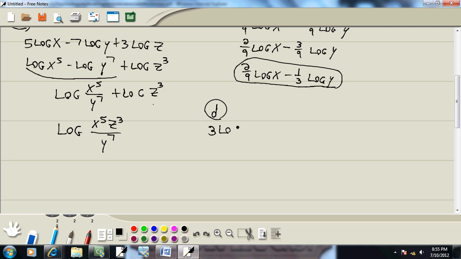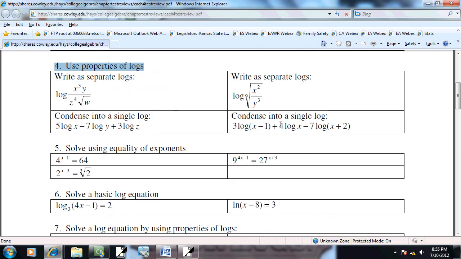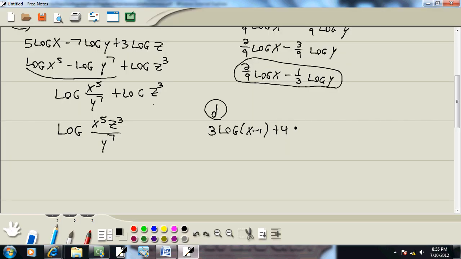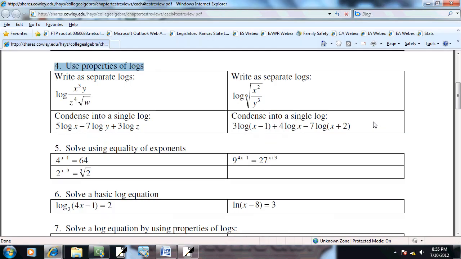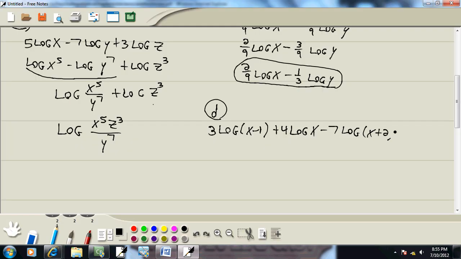We got 3 log x minus 1 plus 4 log x minus 7 log x plus 2. Now again, we can't use any of our addition or subtraction, converting to multiplication and division, unless there's no number in front of the logs. So that's our first thing. Put them as a power. So we have log of x minus 1 to the third plus log x to the fourth minus log x plus 2 to the seventh.